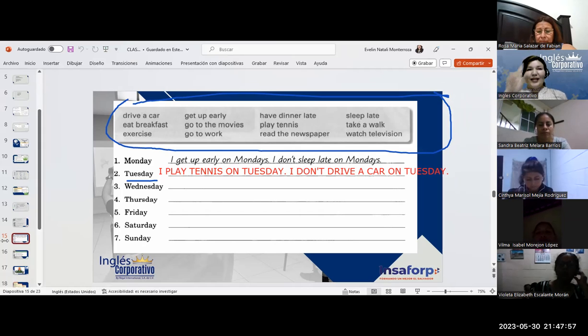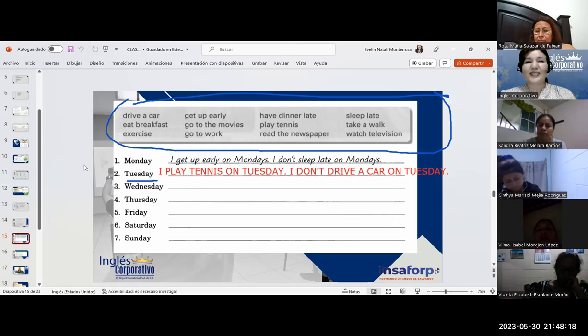I need an example. One day, take one day. Escojan un día. Go ahead. I sleep later on Sunday. And I don't play basketball on Sunday. Excellent. Good. Very good, Fatima. Excellent. Volunteers. Another volunteer.